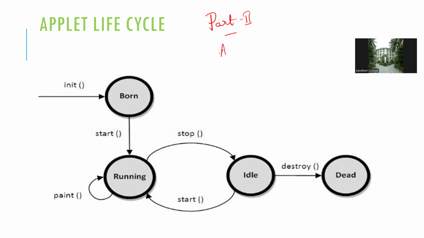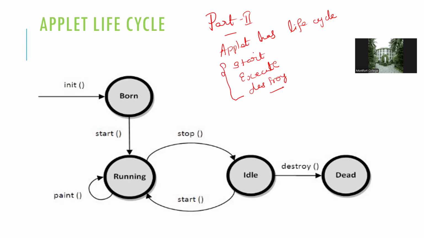First of all, we know that an applet has a life cycle. It has to start, it has to execute, and it has to be destroyed. So three things have to happen. In normal words we can say it like this, but internally we have some functions which are going to do these tasks. Those functions we will see one by one.